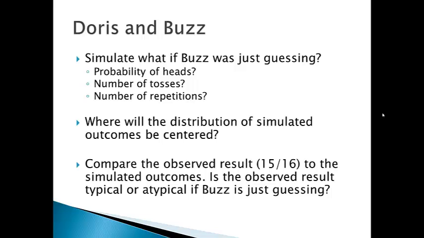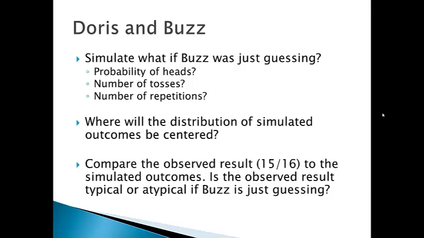We need to know the number of tosses of this coin. That question is, what's the sample size? How many times did Dr. Bastian do this experiment with Doris and Buzz? And we also need to know the number of repetitions. How many times are we going to repeat this study, assuming Buzz was just guessing? That is, how many times are we going to repeat using our chance model to get a sense of the kinds of outcomes that are typical or atypical?